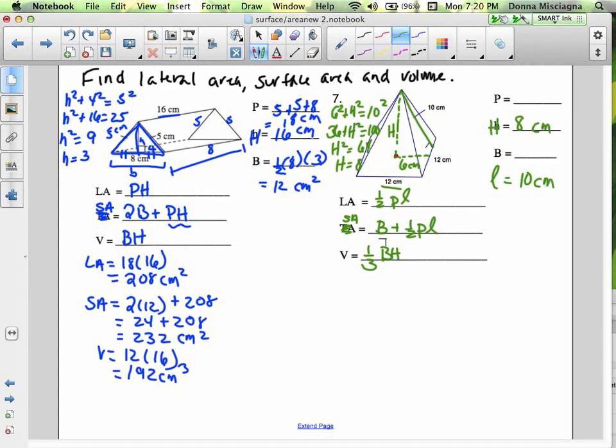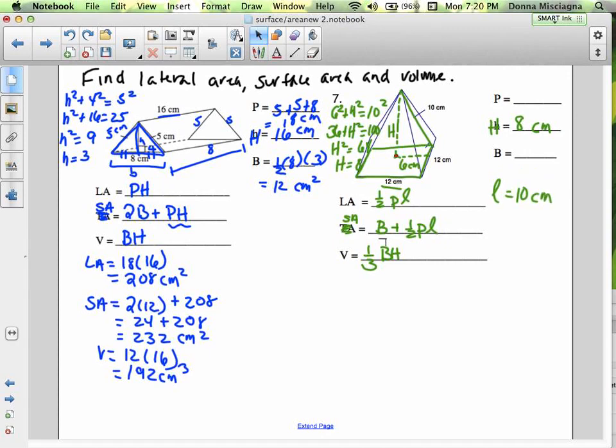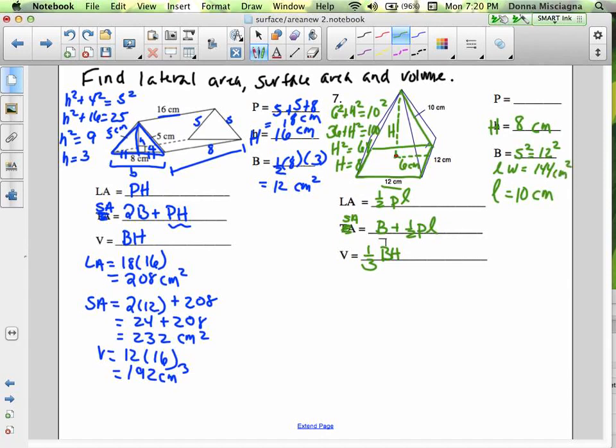Now to find the area of the base, remember this is a square. Don't just say one side is the area of a square. No, no, no. Since this is a square, if this were a rectangle, this would be length times width. Since it's a square, the length and the width are exactly the same, so we also could say side squared. However you solve it, it's going to be 12 squared, or 12 times 12, which is going to give you 144 centimeters squared for our base area.